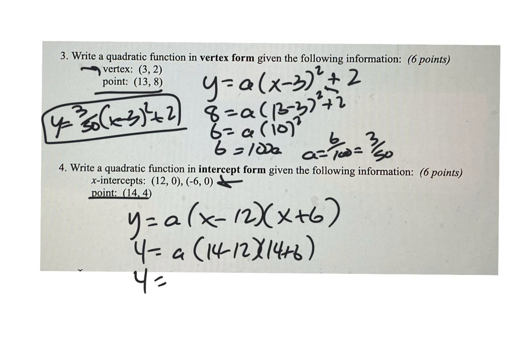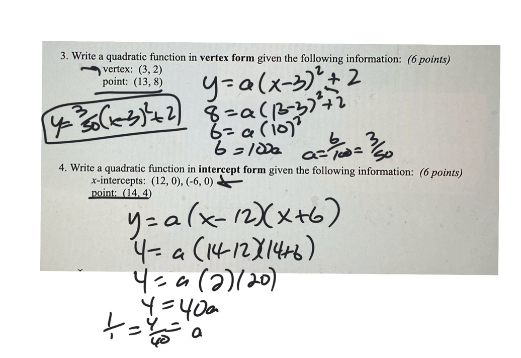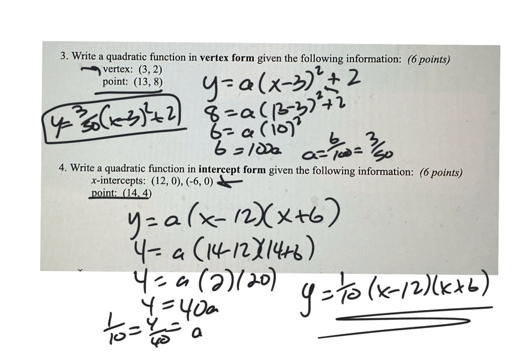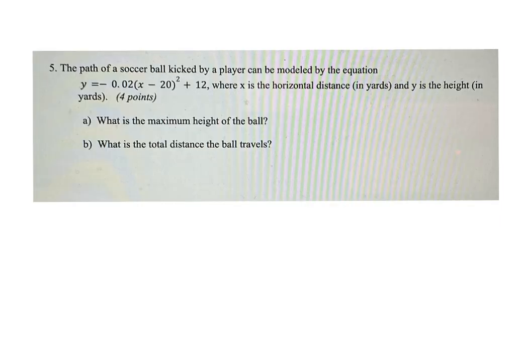All right, so I'm getting this. I'm getting a. That's going to be 2 times 20. That's 40a equals 4. So if I divide by 40, I get 4/40, which reduces down to 1/10. So here's my answer, here's my equation. I get 1/10 times (x - 12) times (x + 6). And there it is. There's your equation. So kind of going backwards there. Instead of asking you for stuff, they're giving you stuff and asking you for the equation.